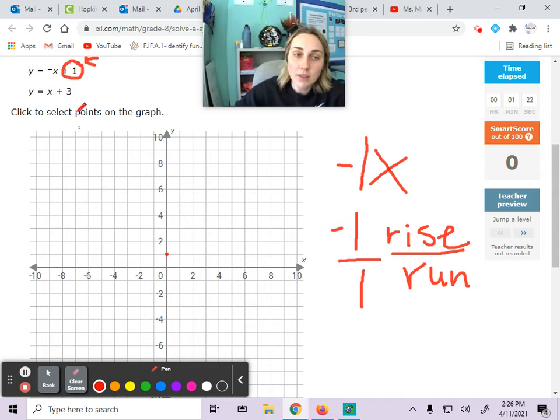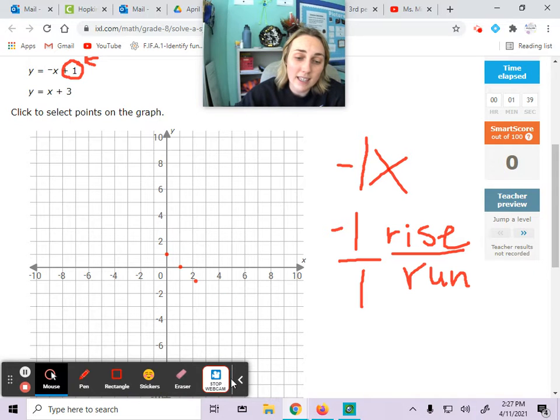All right, so my first step was I plotted my y-intercept. And then my slope is negative 1 over positive 1. So what I'm going to do is rise negative 1, so I'm going to go down 1. And then I'm going to run 1. That's my second point.